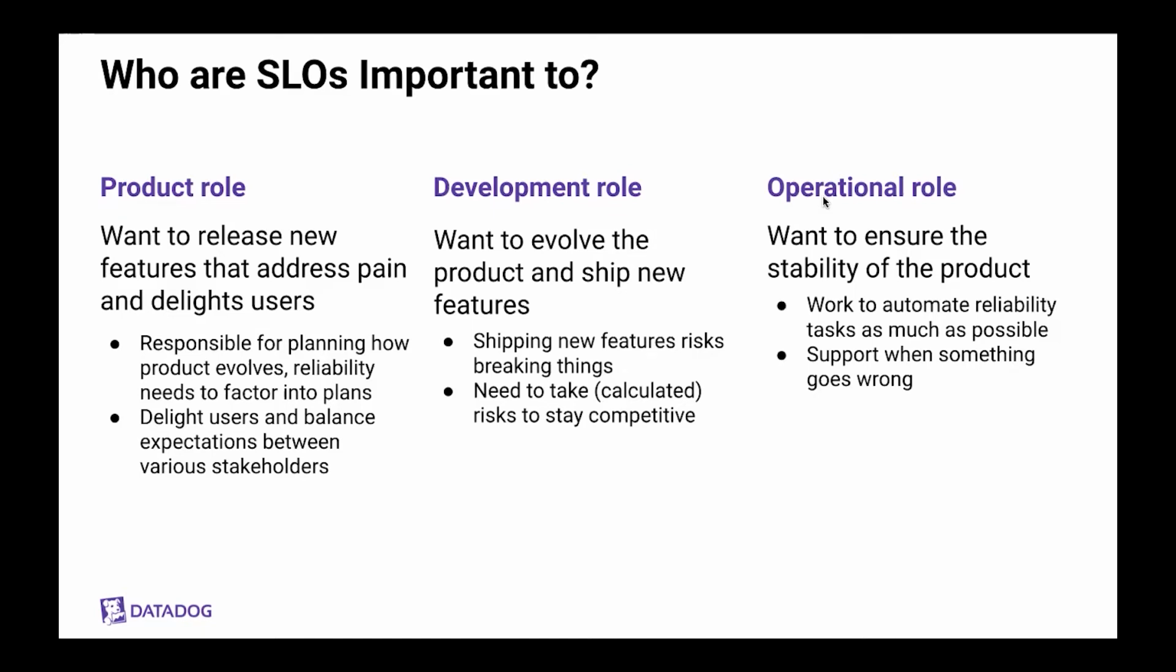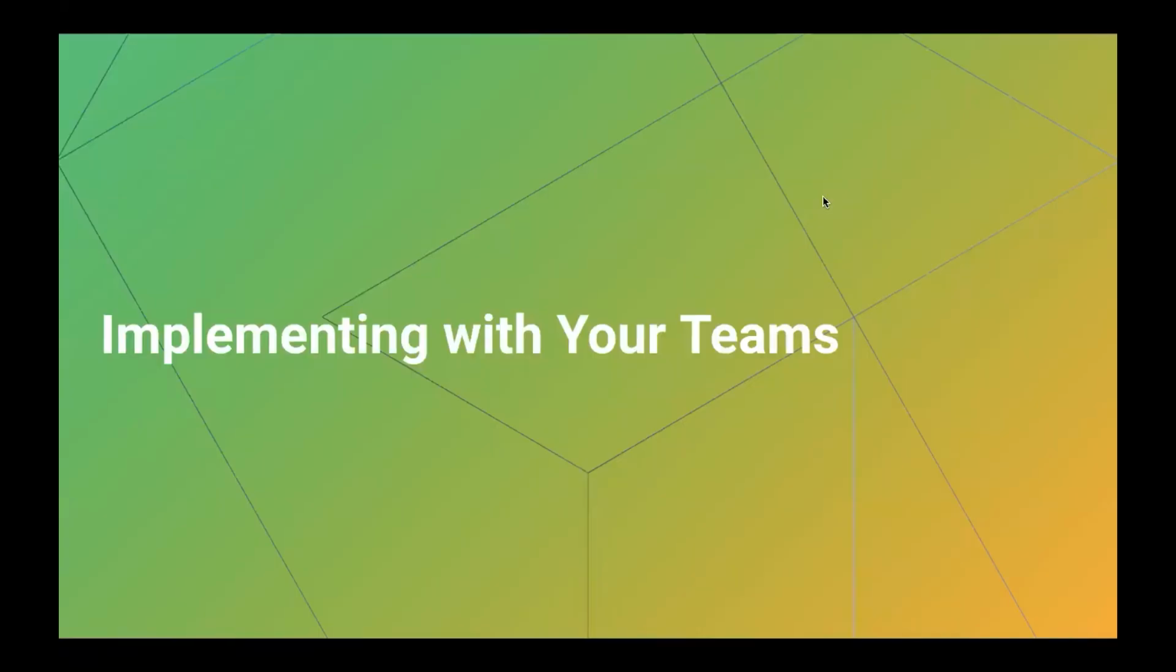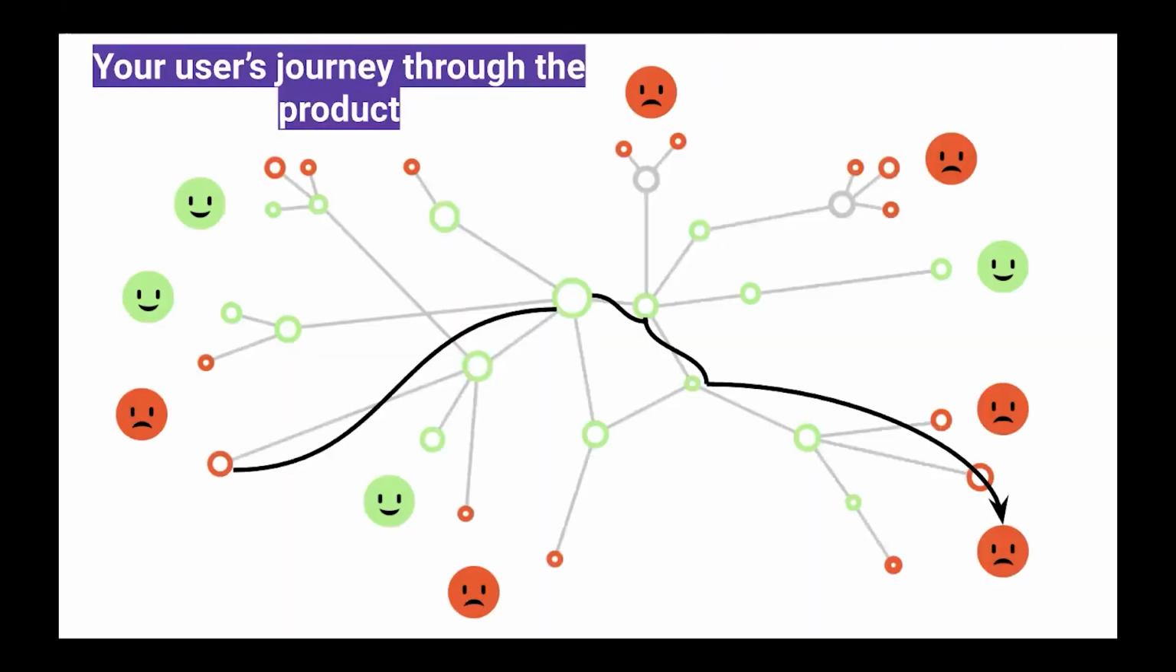Now that you have all the right stakeholders, it's time to start implementing. You will want to put your user's perspective into consideration by exploring user journeys. This is how they interact with the product.